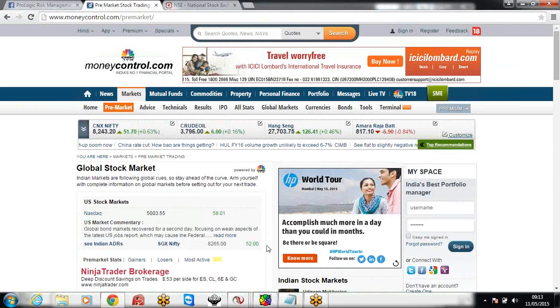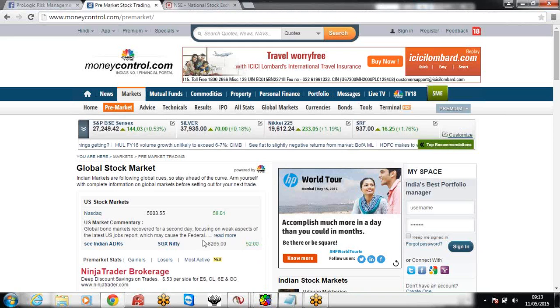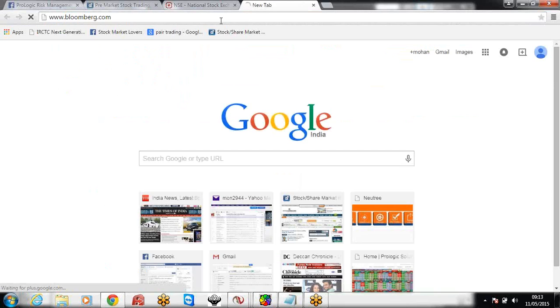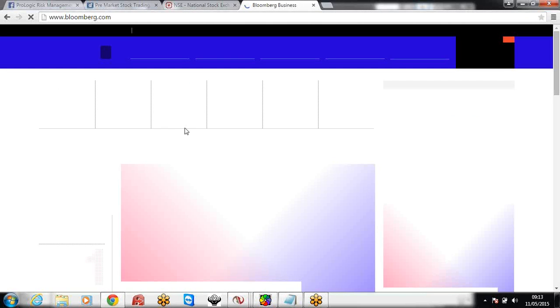Usually we find SGX Nifty as the indicator for the pre-market open. Usually 90% of the time, Nifty follows the SGX Nifty, which is traded in Singapore. Apart from this, you can even check the global markets on Bloomberg.